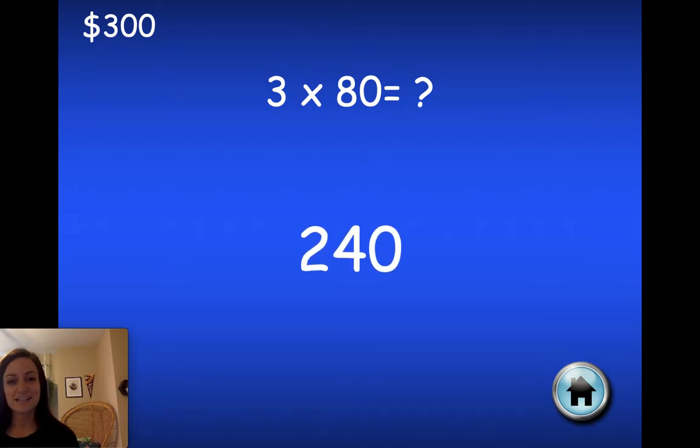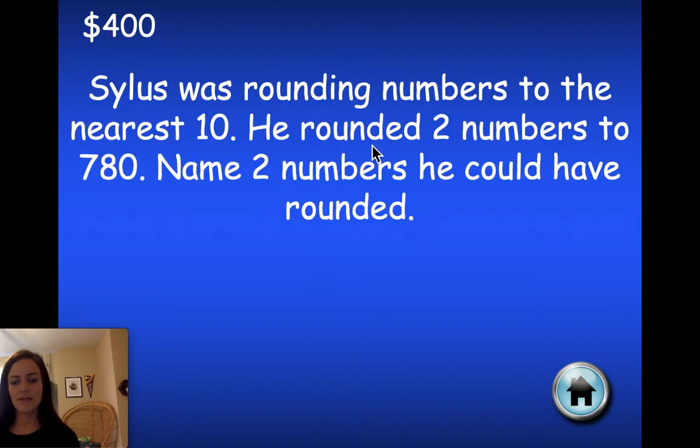3 times 80 is 240. Remember, we kind of ignore that 0 and we just do 3 times 8 is 24. And then we add the 0. Oops, I keep doing that. And then we add the 0 back onto it. So you should have gotten 240.